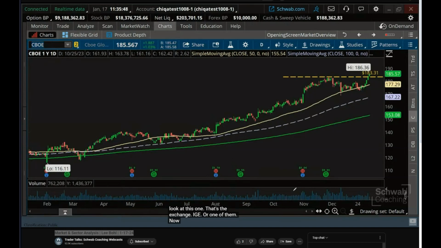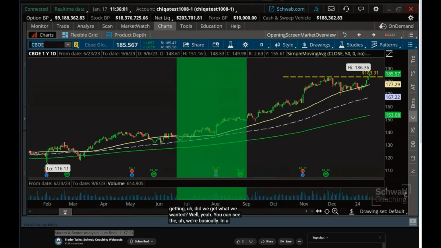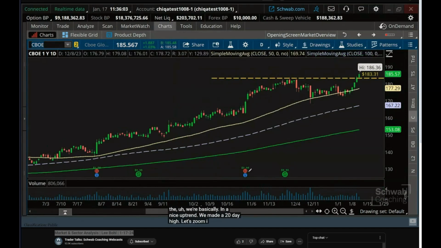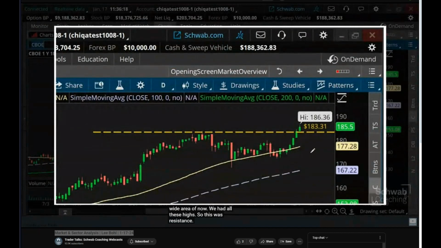Now this looks interesting. Did we get what we wanted? Well, yeah, you can see we're basically in a nice uptrend. We made a 20-day high. Let's zoom in here a little bit. So we are kind of breaking out here, it looks like. Now we had all these highs, so this was resistance. Now that resistance could act as support.